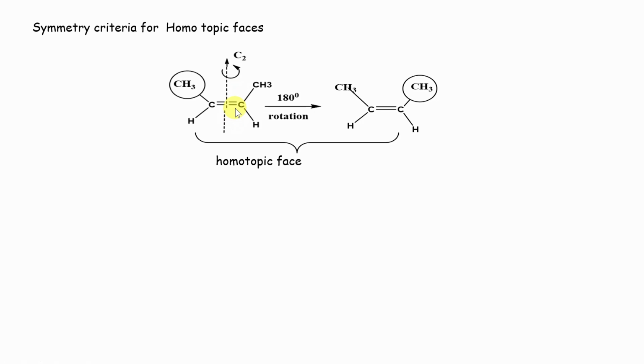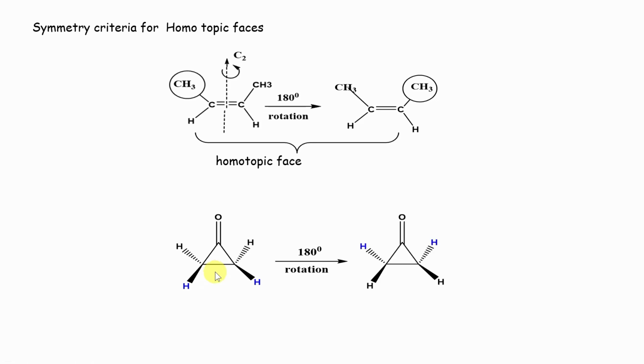That is, the two faces of the pi system are homotopic if they can interchange faces and result in the same structure by rotation around the C2 axis. Similarly, in this molecule, if you rotate the molecule by 180 degrees, the faces get interchanged to form the identical molecule. Because these two molecules are identical, cyclopropanone has homotopic faces. Here the carbonyl faces of cyclopropanone are homotopic.